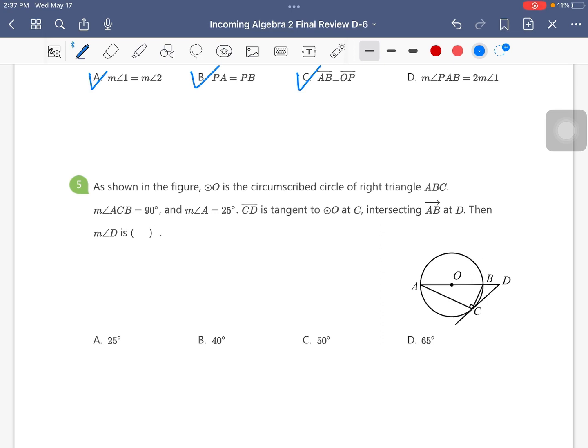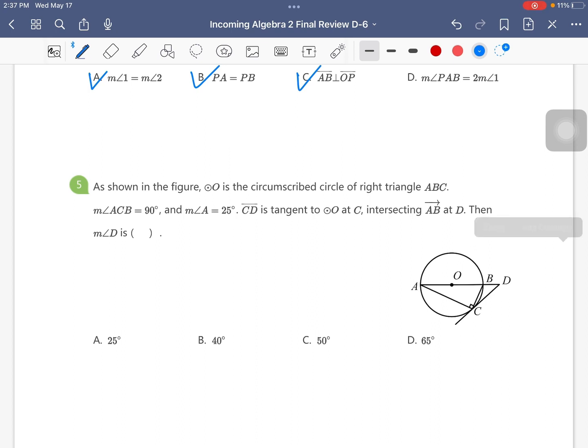The fifth question: we have the circle O, the circumscribed circle of right triangle ABC, where angle ACB equals 90 degrees and angle A equals 25 degrees. CD is tangent to circle O at point C, intersecting AB at point D. What's the angle D?